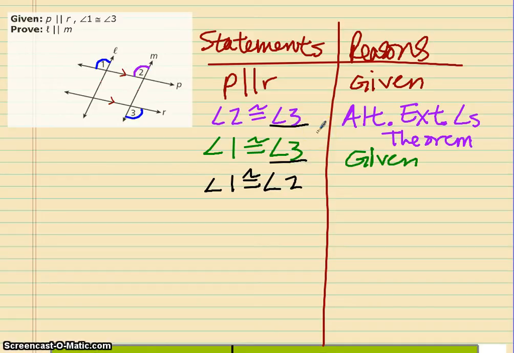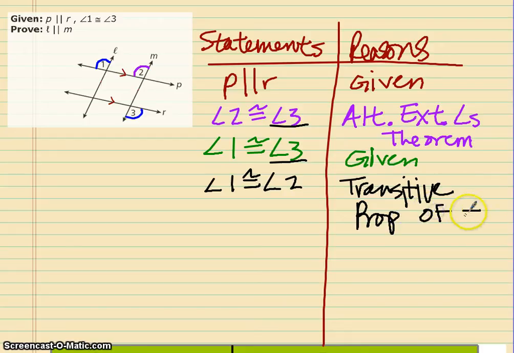What's that called? Well, we basically squished 3 out of the way. That's the transitive property of congruence. Transitive, I spelled that wrong. Transitive property of congruence. And we switched it out of the way.